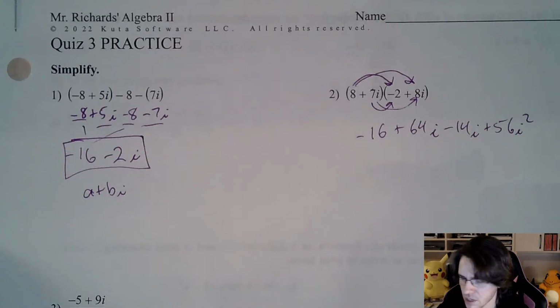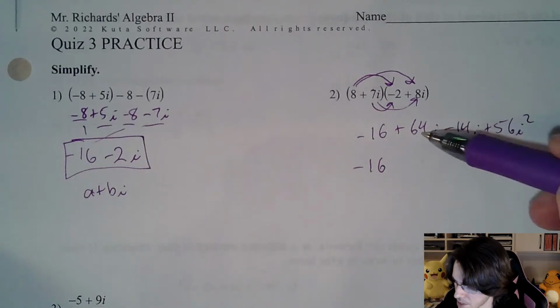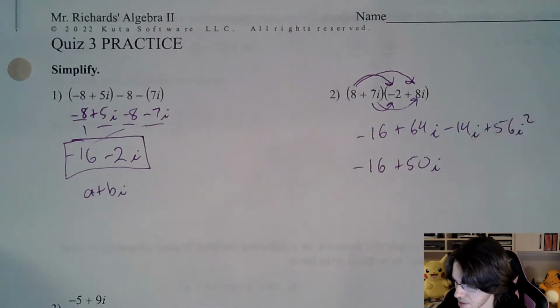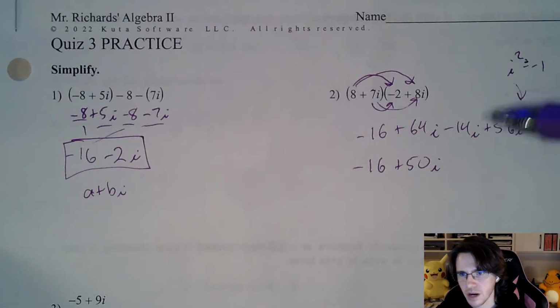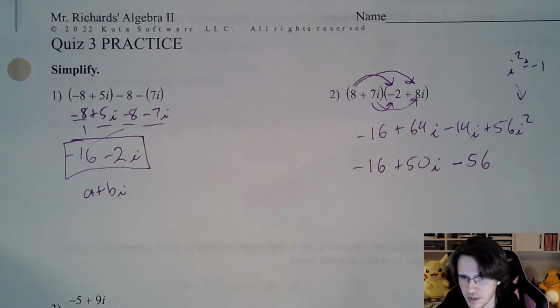After that, we need to do a little bit of like terms and simplifying. Nothing happens with the 16 yet, but 64 minus 14 is 50. And 56 I squared. That I squared there, you got to remember that I squared is equal to -1. This is one of our key concepts that we're going to be using. So because that guy is equal to -1, this positive 56 I squared turns into a -56.